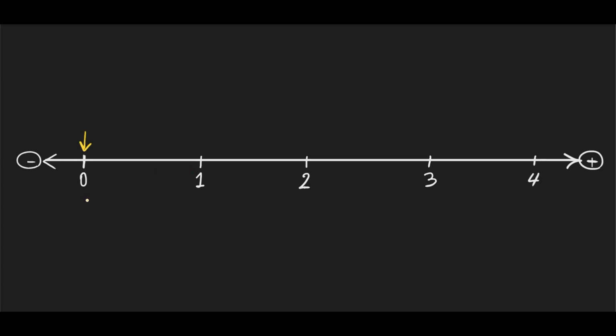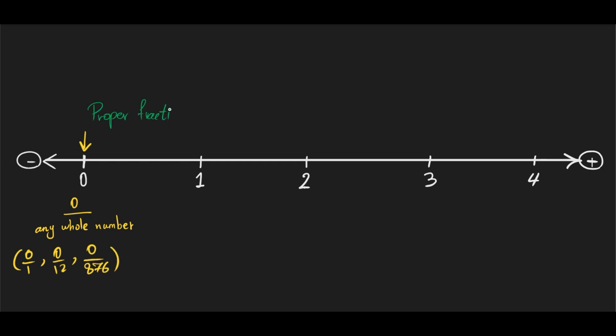Here we have our 0 fraction, and these are fractions that are 0 divided by any whole number in the world. For example, they can be 0 over 1 or 0 over 12 or even 0 over 876. After this, we have our proper fractions.